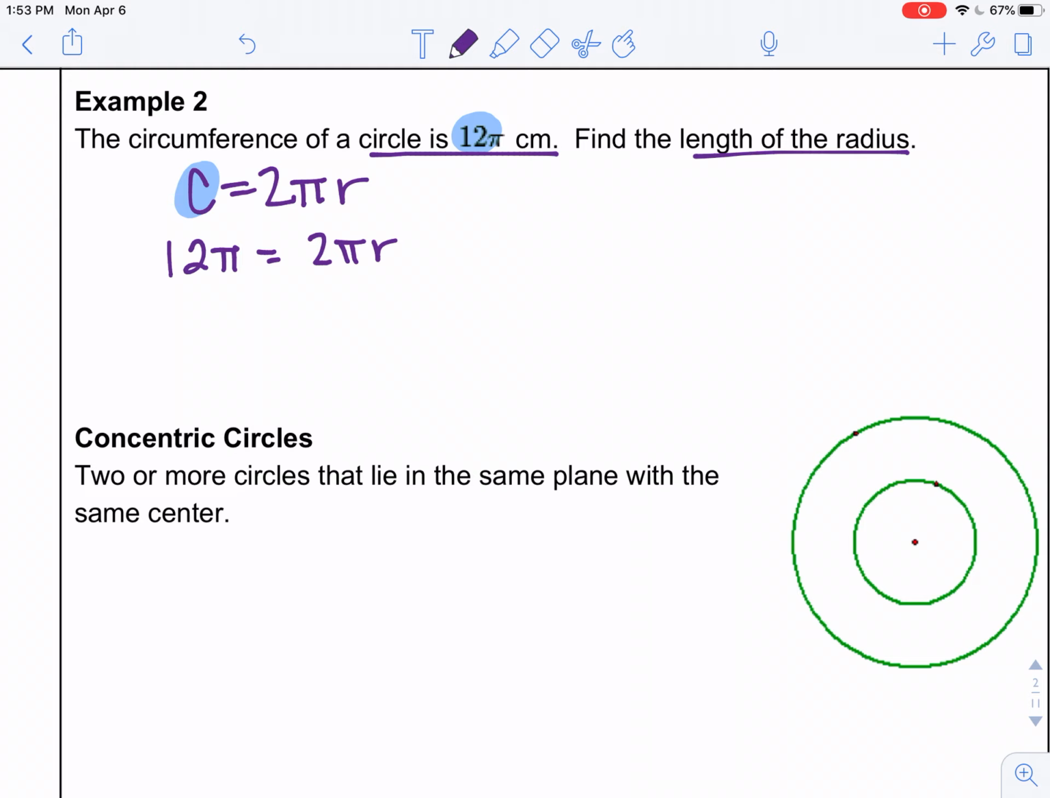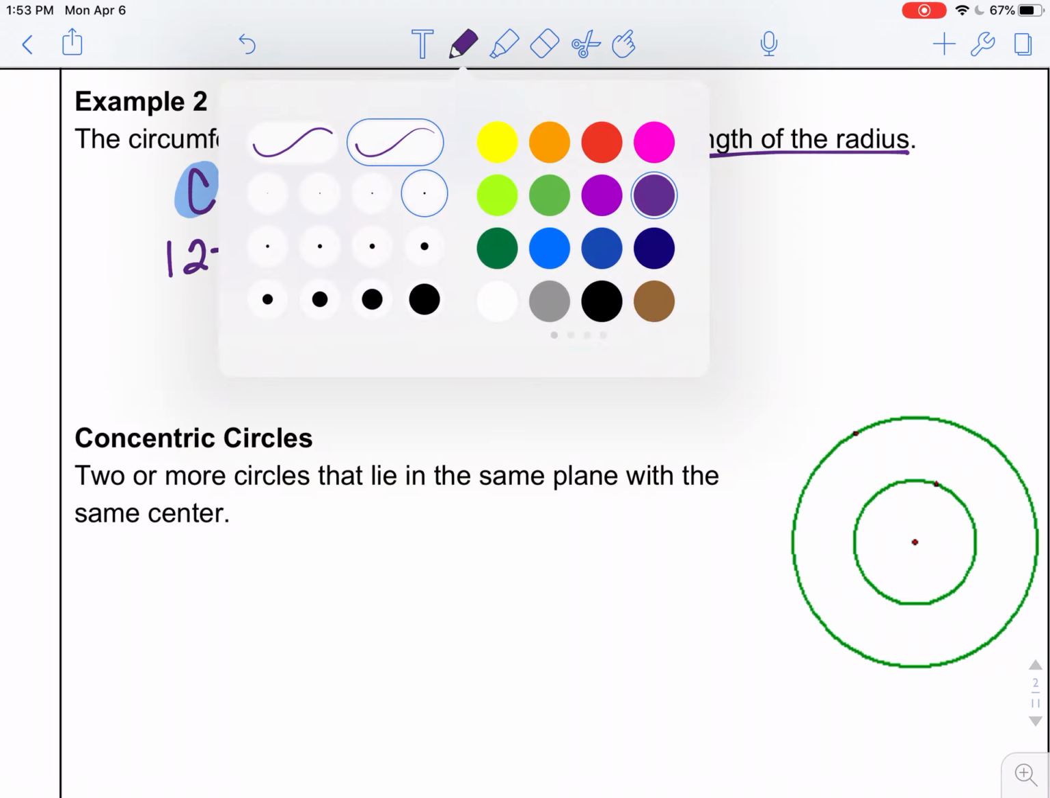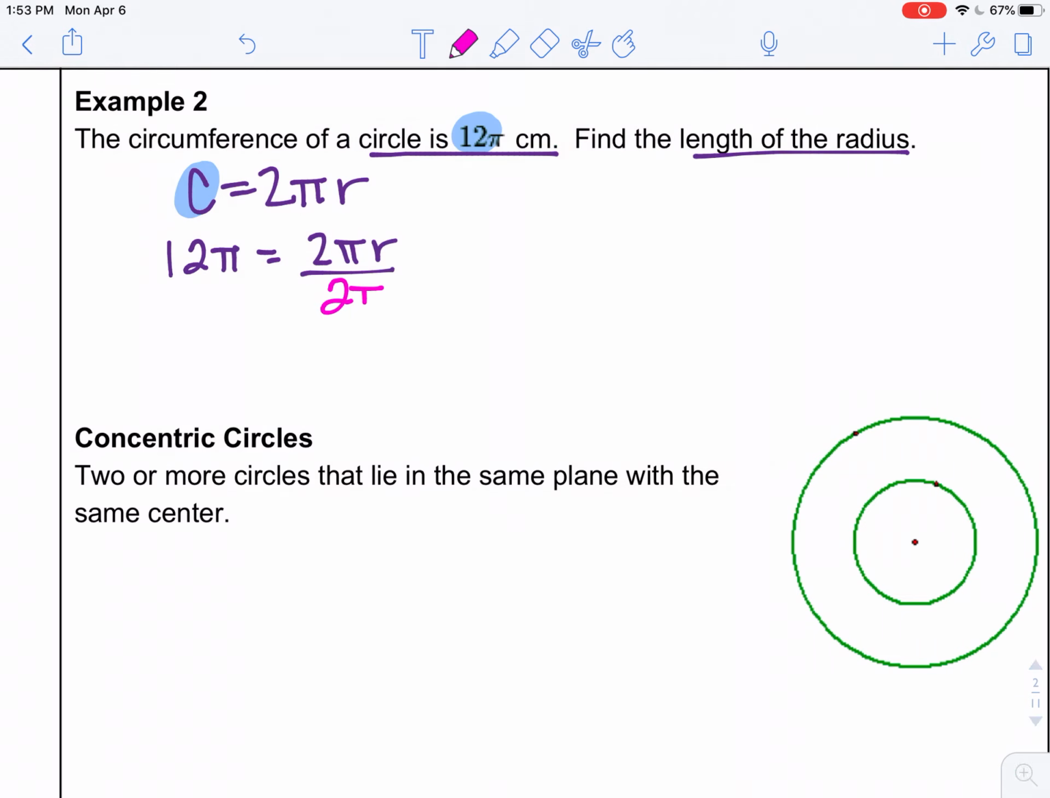I'm lazy, so I'm going to take care of this all at once. I know it's 2 times pi times r. So I'm going to divide both sides by 2 pi right away, all at the same time. If you're doing this on your calculator, make sure you throw some parentheses around the 2 pi to make sure you're dividing by the product of 2 and pi. Otherwise, what your calculator does is it divides by 2, gets that answer, and then multiplies the whole thing by pi, which we don't want.